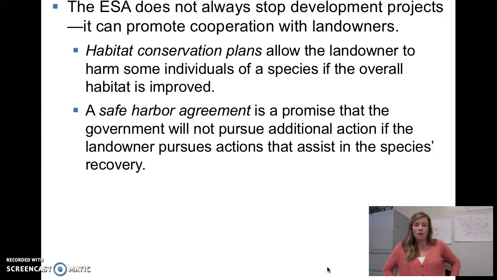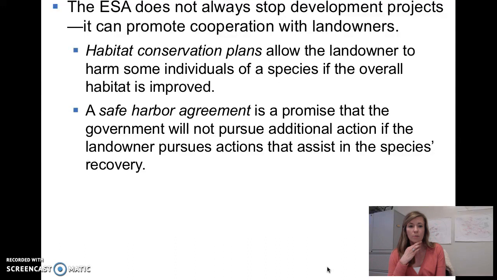And so the ESA can't always stop development projects, but it is also trying to cooperate with landowners. So it is working to find a compromise, and there are a few things that it's doing. One of them is called a habitat conservation plan, which allows the landowner to harm some individuals of a species if the overall habitat is improved. So if the landowner is working to improve the habitat and a few individuals are lost as a casualty, that's okay as long as overall they're improving the habitat.